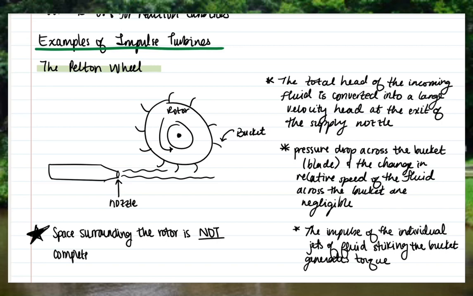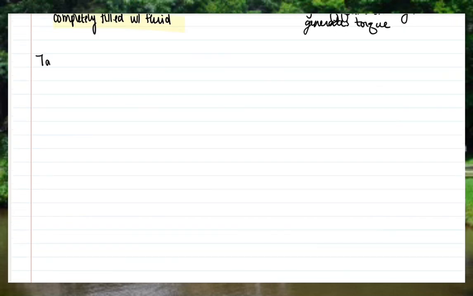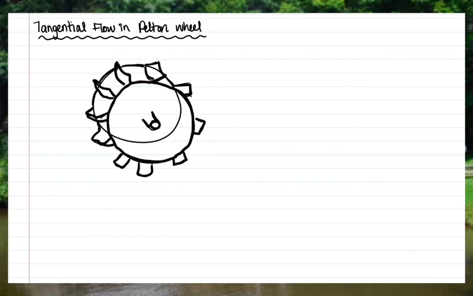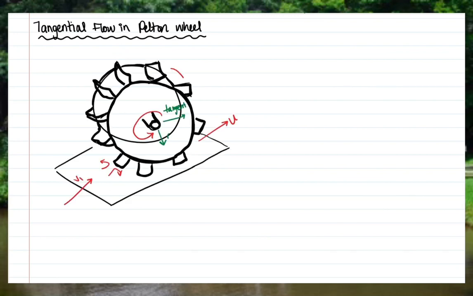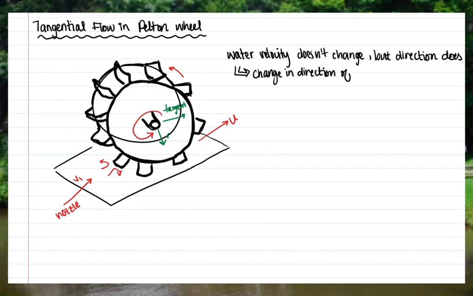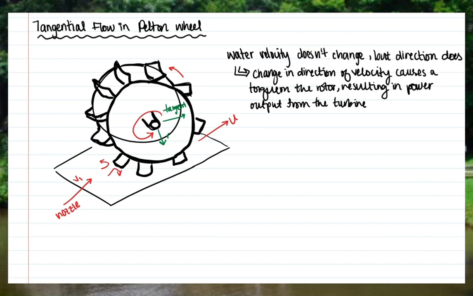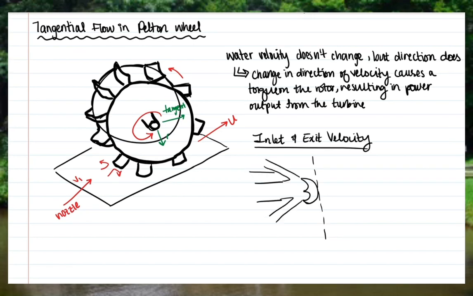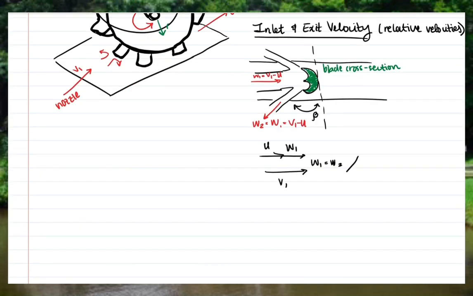One main characteristic of the impulse turbines that you will see is that the space surrounding the rotor is not completely filled with fluid. Moving on to talk more specifically about the Pelton wheel, we will see that it is characterized by tangential flow. One important thing to note is that water velocity doesn't change, but direction does. This change in direction of velocity causes a torque on the rotor, resulting in power output from the turbine. As we analyze the inlet and exit velocities, we can get equations for the power, the mass flow, and the velocity going on in the system.